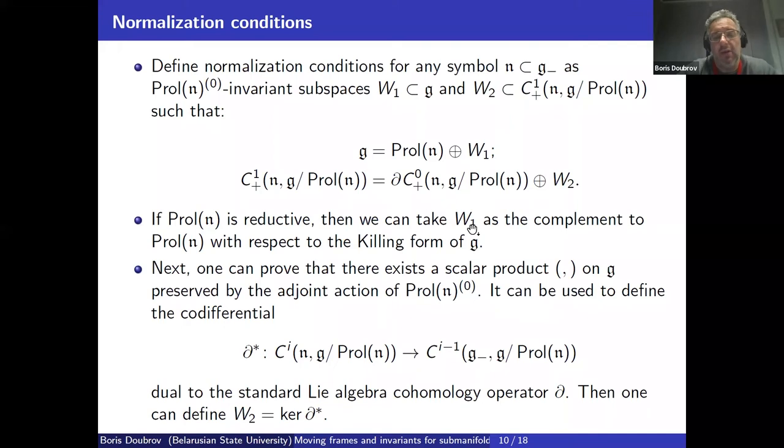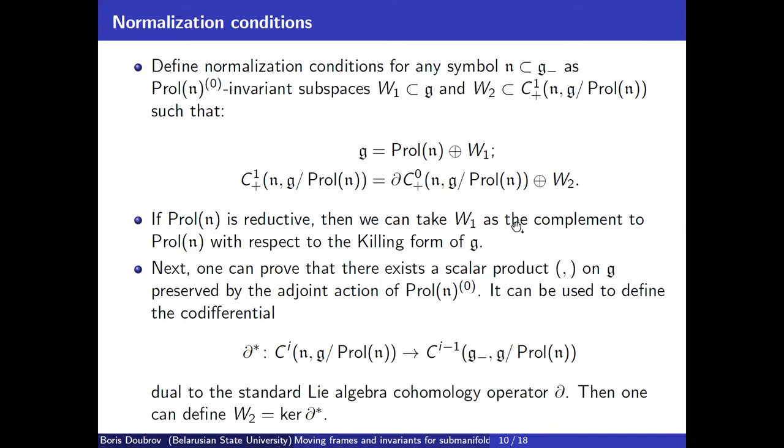And now, again, using some algebraic harmonic theory, so to say, we can just define W2 as a kernel of delta star. To be precise, we have to take only the positive part of this kernel. So it will be delta star acting from C1 to C0, and we just take the kernel of delta star intersected with all elements of positive degree. Automatically, due to this algebraic harmonic theory, we can prove that it is complementary. It satisfies these normalization conditions.